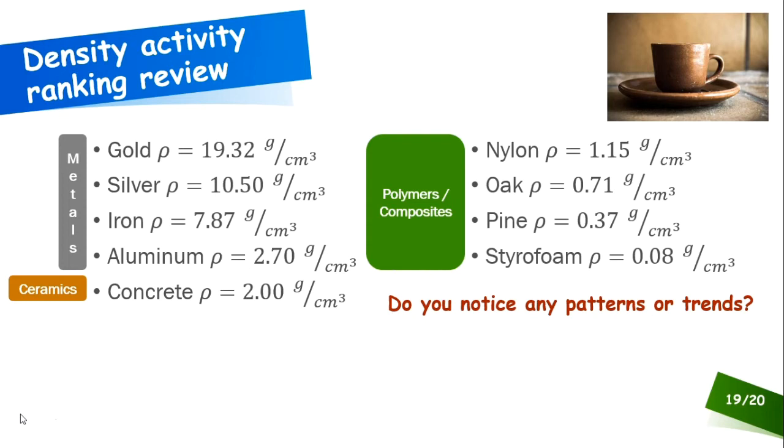Now, this is just a generality, okay? There's obviously some exceptions to the rule, but the general rule is what you see here. Metals have the highest densities, followed by ceramics and then polymers.